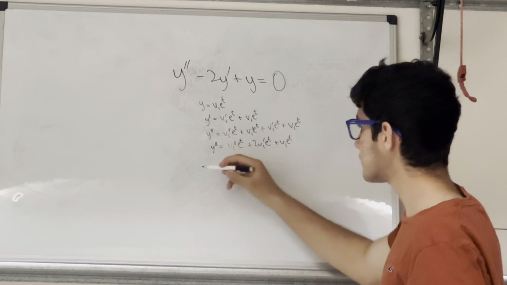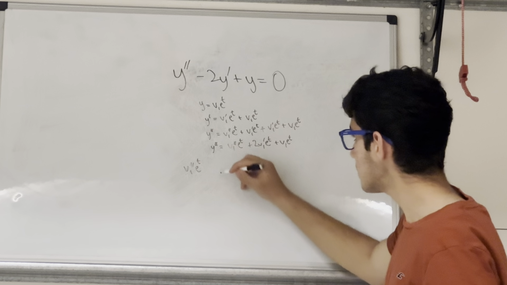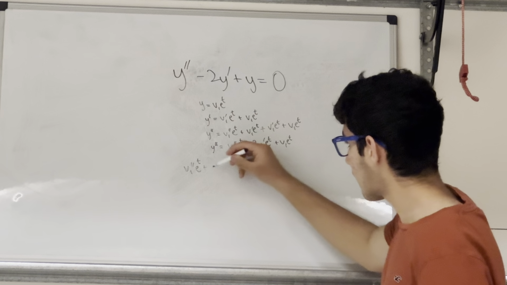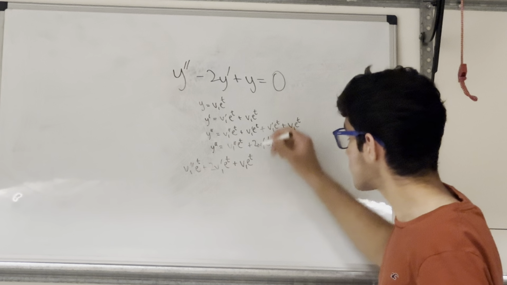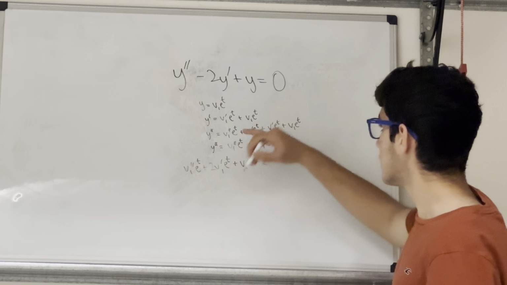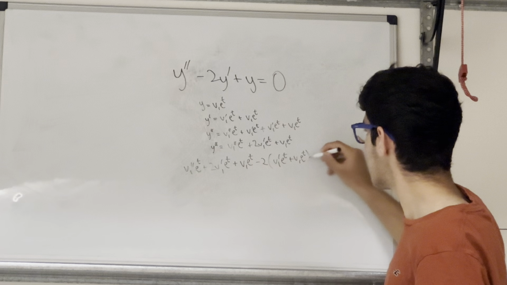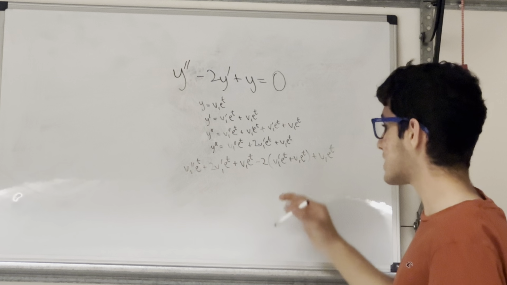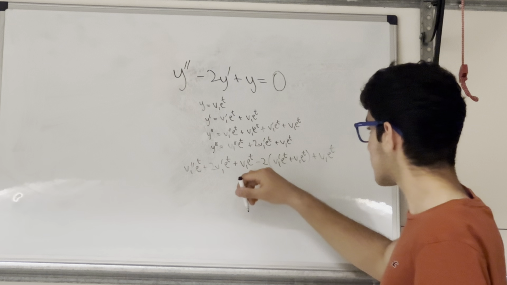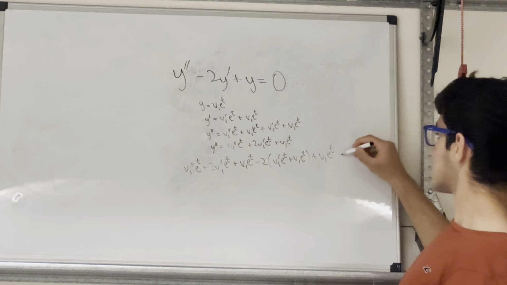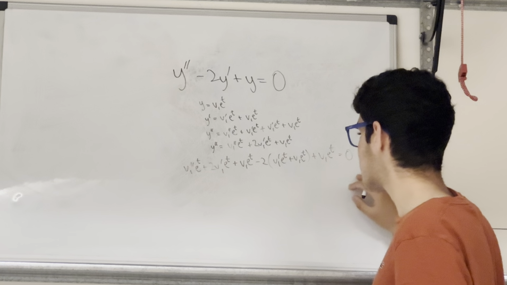So just plugging this in, it's quite simple. v1 double prime e to the t plus 2 v1 prime e to the t plus v1 e to the t, minus 2 times v1 prime e to the t plus v1 e to the t, plus v1 e to the t. Is it messy? Yeah, a little bit, but again, you'll see it will simplify nicely. First of all, remember, all of this is equal to 0. That's just what we're working with. This is a homogeneous differential equation.